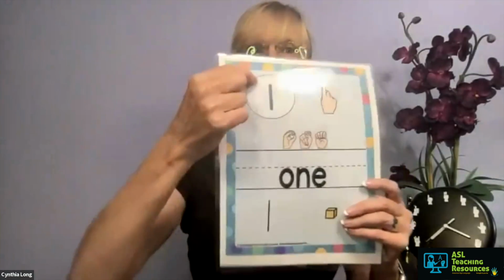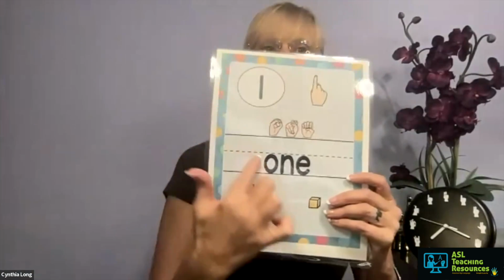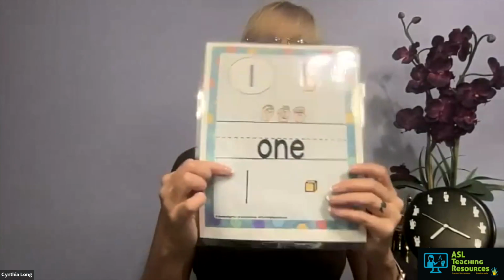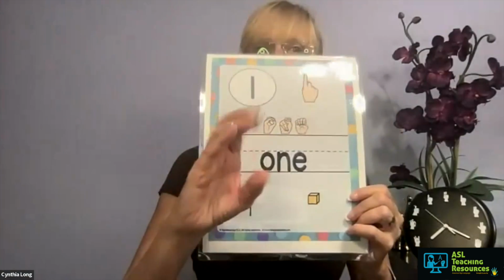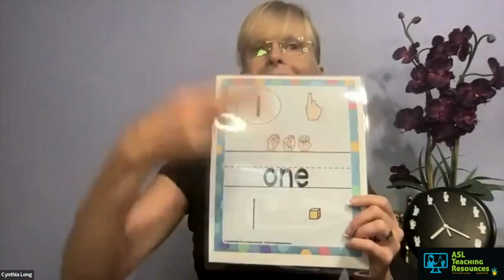The wall charts are one of these. We like putting these up on the wall because it has the English version, the 1. Then we have the sign, a 1. Then the finger spelling, O-N-E. Then we have it written out. And then we have the cube and the tally. Now let me show you with a higher number what it looks like. One moment.